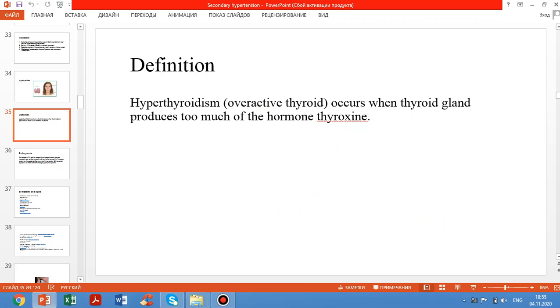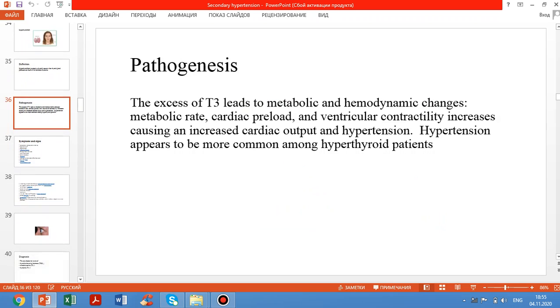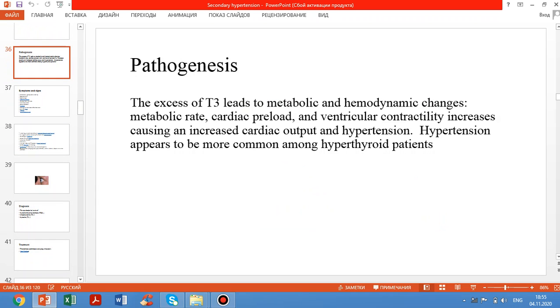Hyperthyroidism. Definition. Hyperthyroidism occurs when the thyroid gland produces too much of the hormone thyroxine. Pathogenesis. The excess of T3 leads to metabolic and hemodynamic changes. Metabolic rate, cardiac preload, and ventricular contractility increase, causing an increased cardiac output and hypertension. Hypertension appears to be more common among hyperthyroid patients.